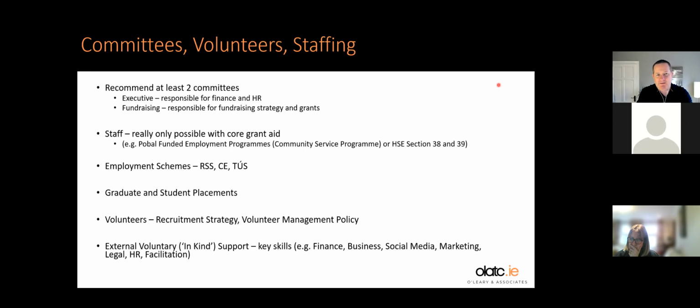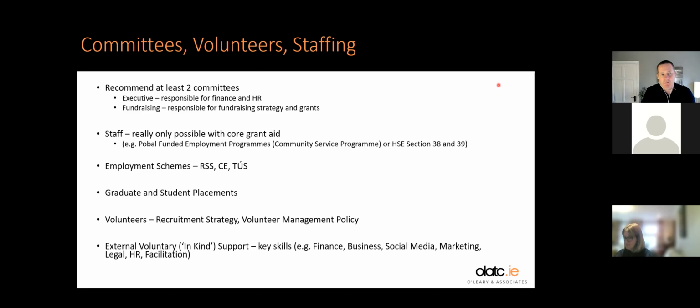Fundraising committee, because an awful lot of you obviously are not-for-profit organizations, reliant on fundraising. It's a massive part of what you do. It's kind of the engine that keeps the whole thing going. It's too important to be done on an ad hoc basis, and because it needs to be done annually and continuously throughout the year, you need to have a team responsible for it.